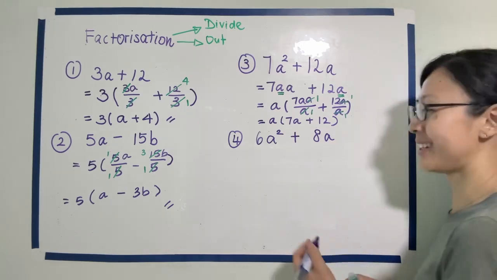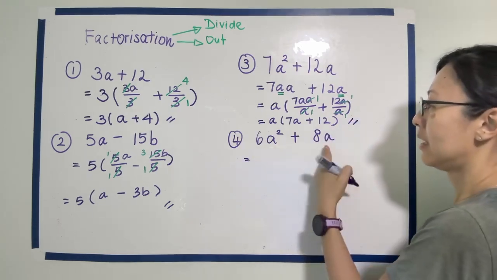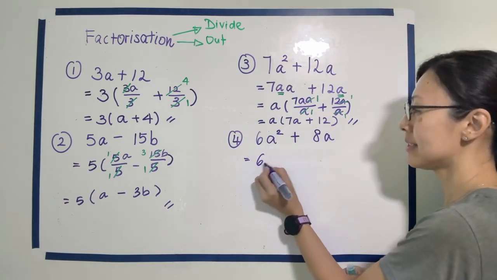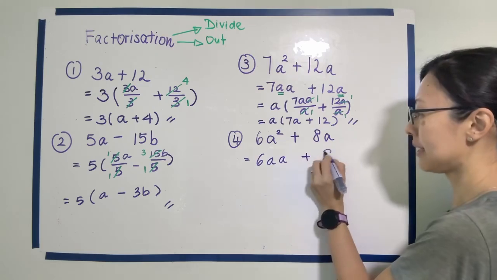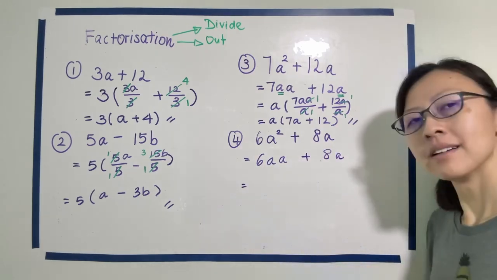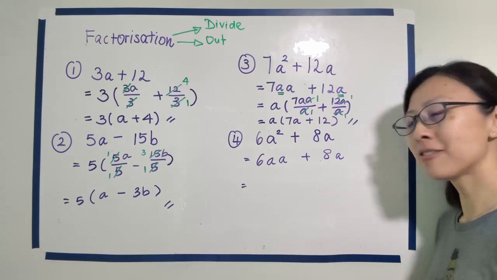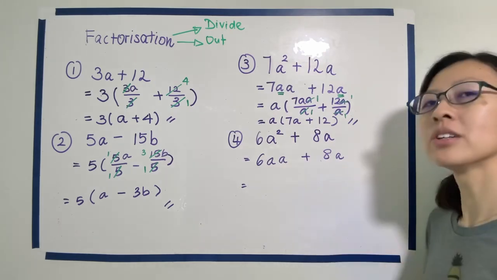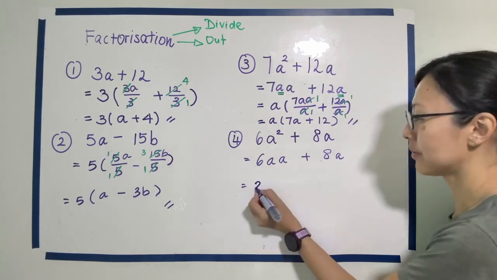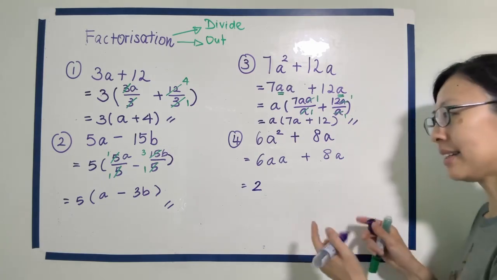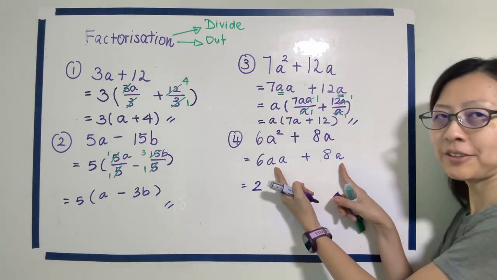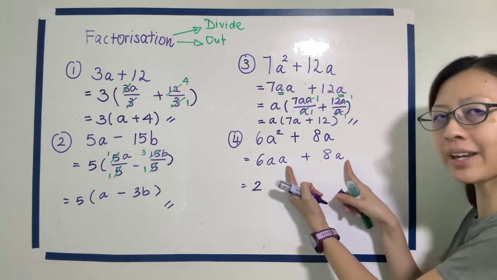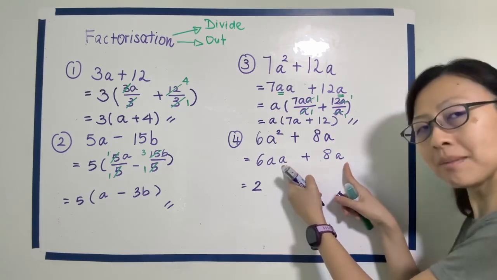The last question now. Let's start by breaking down 6a squared into 6 times a times a, plus 8a. For this particular question, again, we start off by looking at the coefficients of both terms. And you notice that between 6 and 8, you have a common factor of 2. Beyond that, let's take a look at the variables. We have 2 times of a here in the first term and just 1 time of a in the second term. What is common?